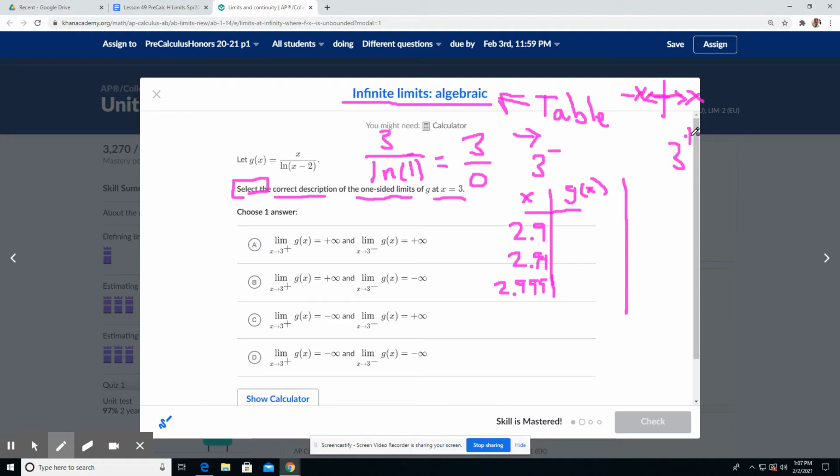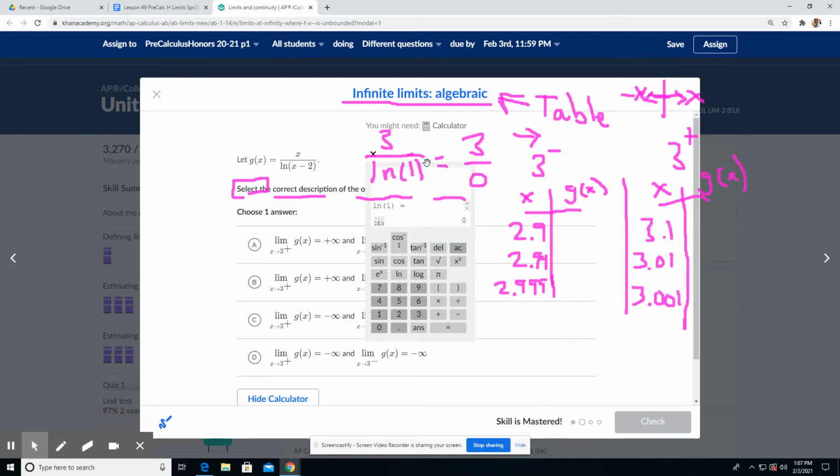Looking at 3 from the positive side, we do the same setup. We're looking at the table, x and g of x, what happens? We would look at it from the positive side, so that'd be 3.1, 3.01, 3.001. It's really important to remember that a table is a really good way of analyzing a function if you're not allowed to see the graph, so you can see what's going on with it as it gets closer and closer. Okay, so we've got to fill in some values here.